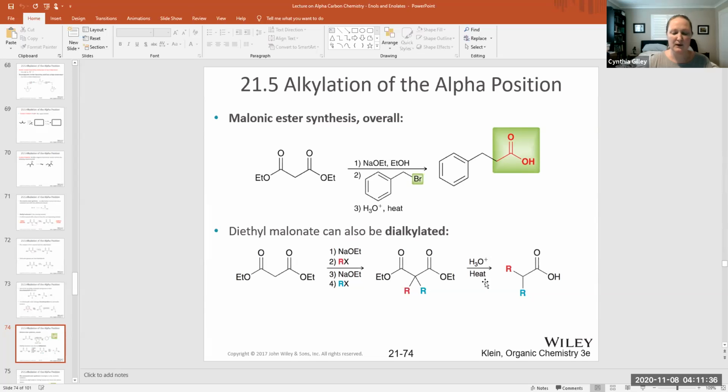And at that point, if we do an acidic hydrolysis with heat, again, we will hydrolyze both esters to carboxylic acids and undergo a decarboxylation in order to achieve the carboxylic acid. In this case, the alpha position of the carboxylic acid has two alkyl groups instead of one, which might be synthetically preferable.